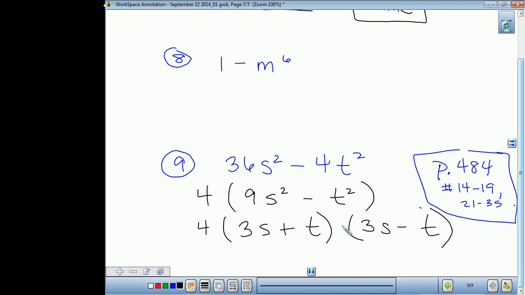This is a terrible problem because my t's look like pluses and my s's look like 5s.